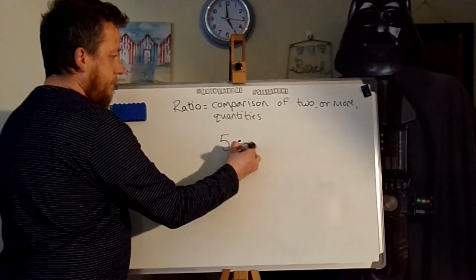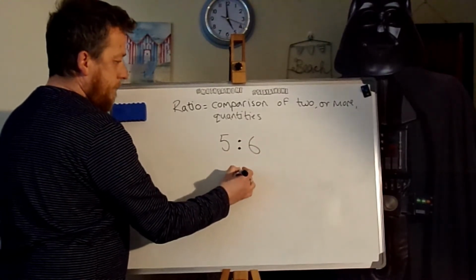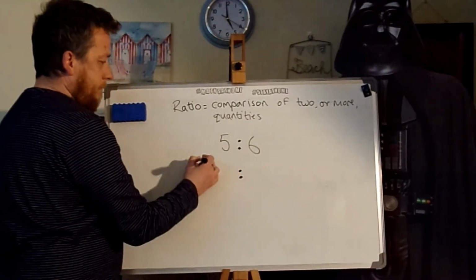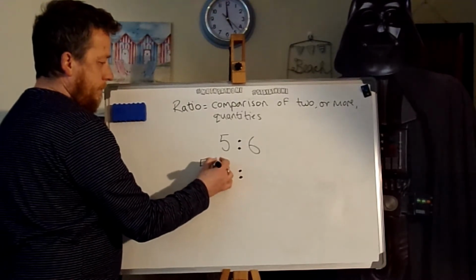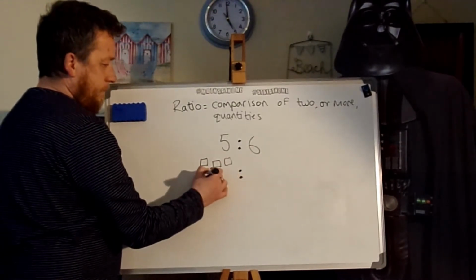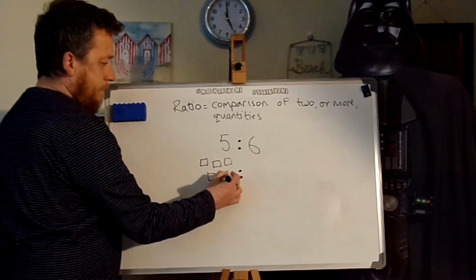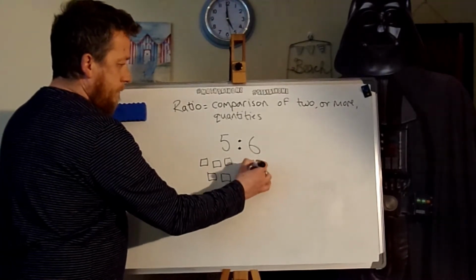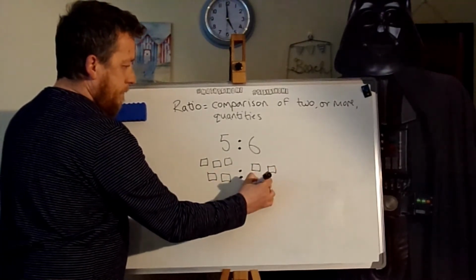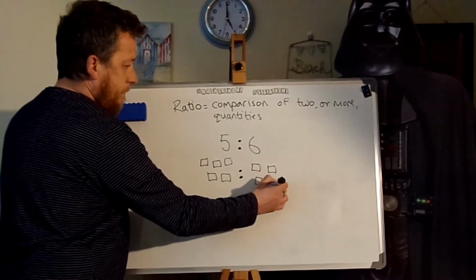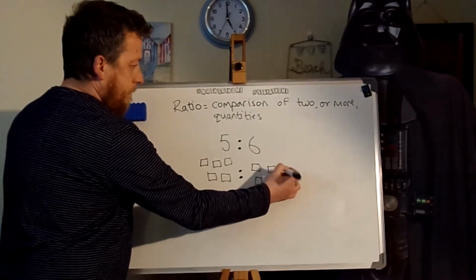Okay, let's look at a ratio 5 to 6. So we're going to show this ratio by drawing out little squares. On the 5, we're going to draw out 5 squares, and on the side with the 6, we're going to draw out 6 squares. So we're showing the ratio in a diagram.